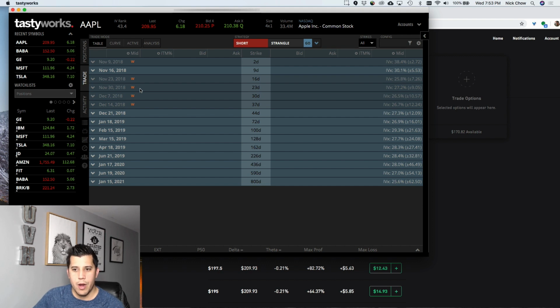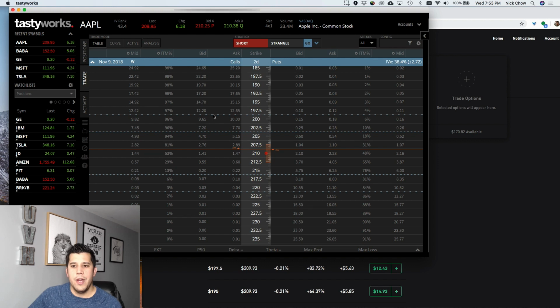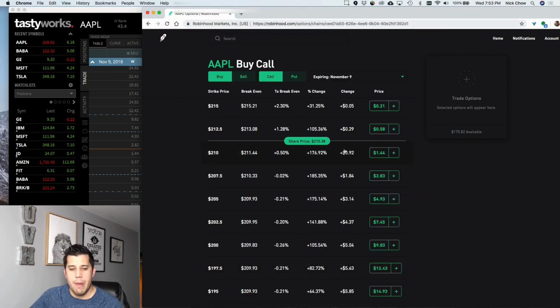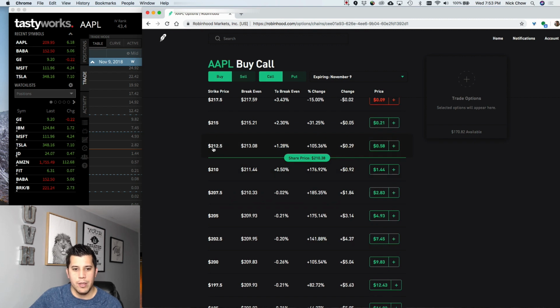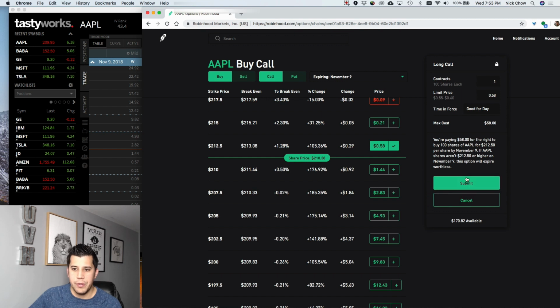So we're just going to walk through a position here. We'll just do November 9th to make it easy, so we're just going to do this week. For Robinhood, if you just want to buy a call or a put, it's pretty straightforward. Let's say you want to buy this 212 call. You just hit the plus sign, hit continue, review order, put the 1 in, or however many you wanted to buy, review your order, and then submit it.